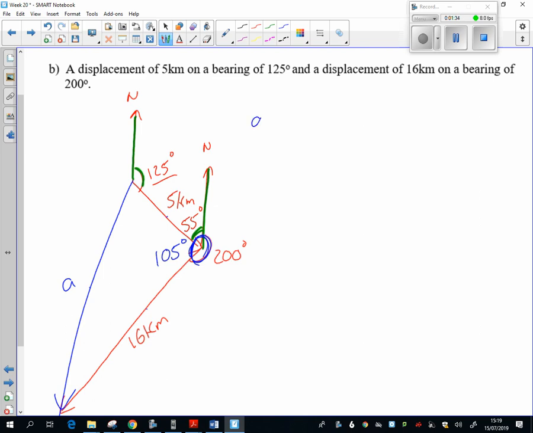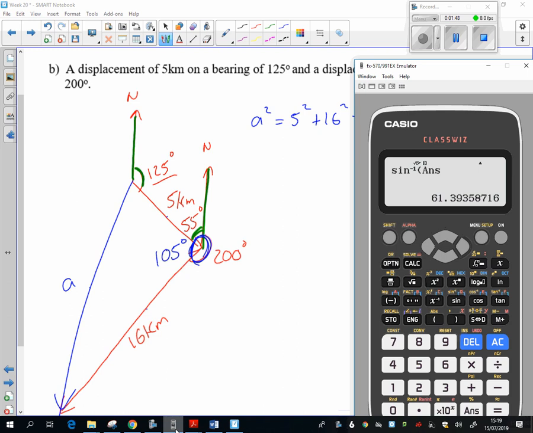Okay, so then it's cosine rule again. So a squared is 5 squared plus 16 squared minus 2 times 5 times 16 times cos 105. So let's quickly get that. So 5 squared plus 16 squared minus 2 times 5 times 16 times cos 105. Okay, so a squared is 322.4. So a is 17.96, let's say for now.